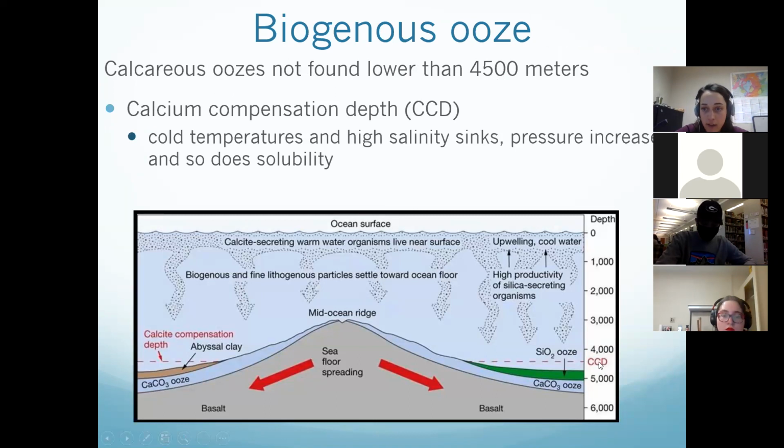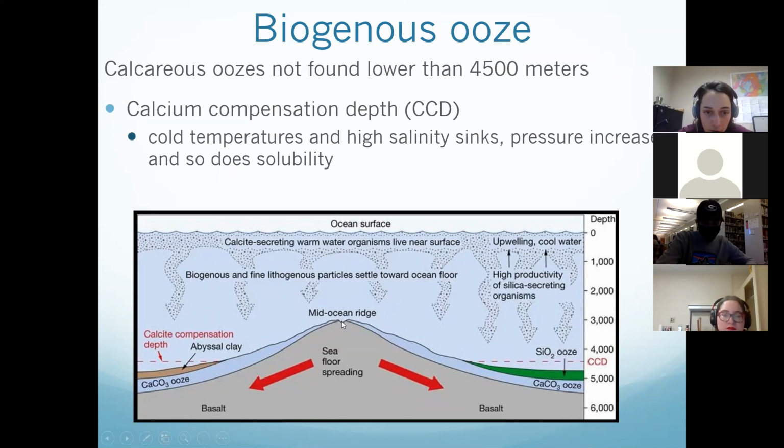So calcareous oozes are not found any lower than 4,500 meters. So right here, there's the CCD line, and that is the calcium compensation depth. Because of cold temperatures and a higher salinity, as it sinks, pressure increases, and therefore so does the solubility. So what that means is when pressure increases, all that's left below this line is siliceous ooze, because all of the calcium has been absorbed in the water.